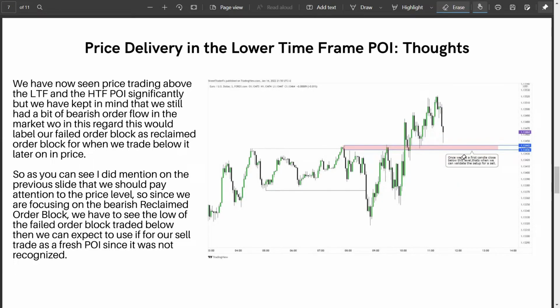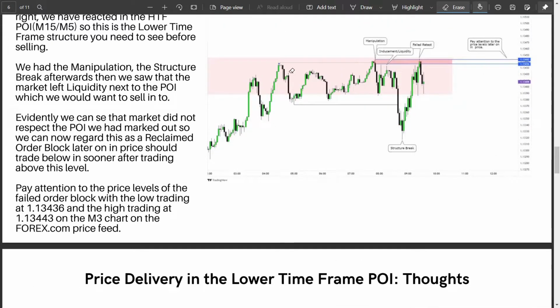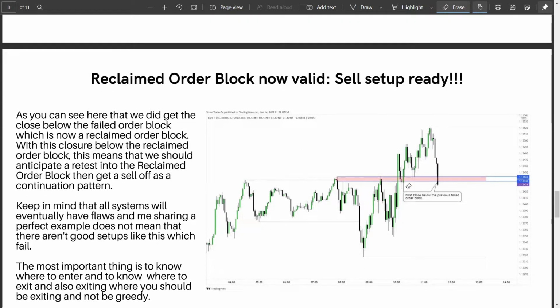At this point, what I was expecting, as you can see, once we see the first close, I said pay attention to the price levels right here, which is around the low of this candle. The low of this candle is around 1.13436, which is around here, and then the high is 1.13443, right, on the M3 chart. So you can see we did break below it. This is when you should start looking for yourselves.